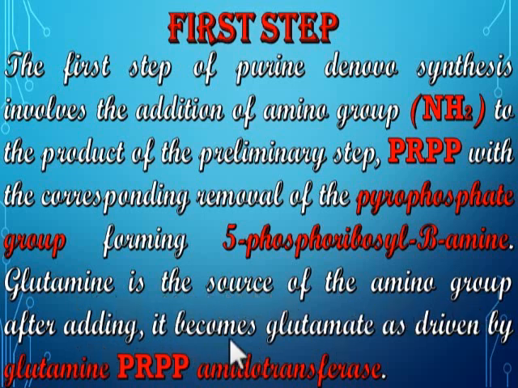After adding, it becomes glutamate, as driven by glutamine PRPP amidotransferase. So the point now is that in step 1, the amino group is added to phosphoribosyl pyrophosphate, and then the pyrophosphate group is removed. The enzyme that drives the reaction is called glutamine phosphoribosyl pyrophosphate amidotransferase. Look at the pathway here.